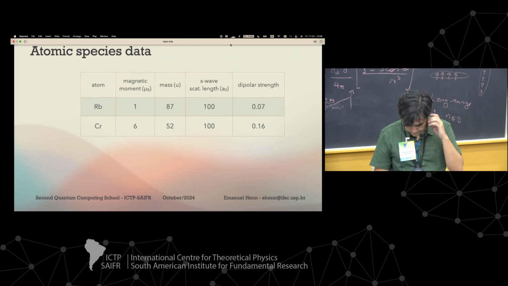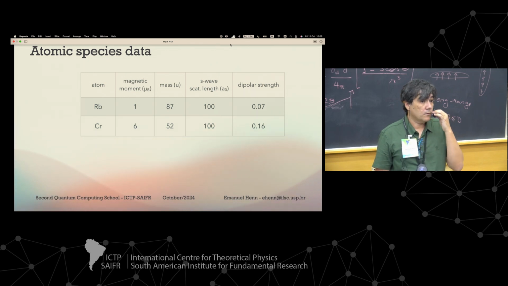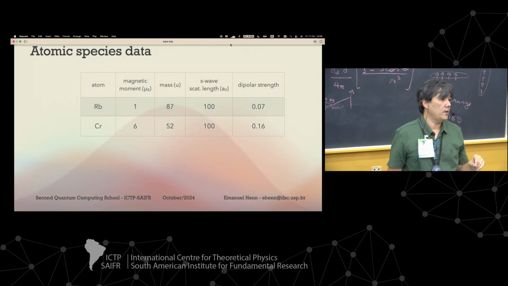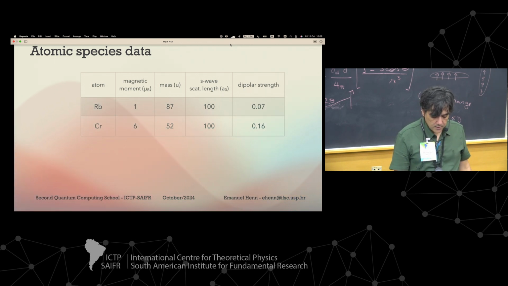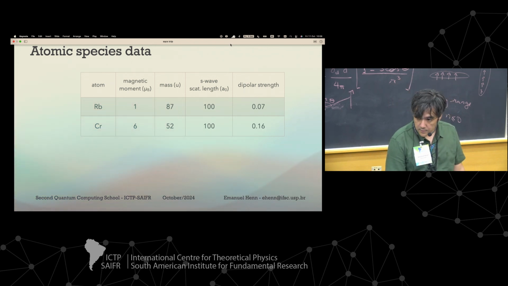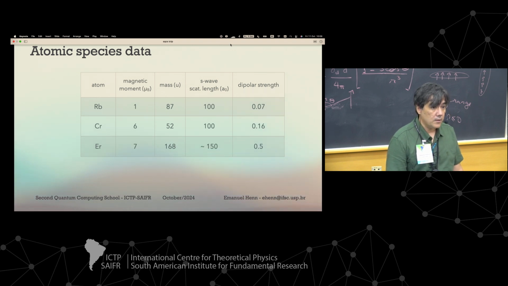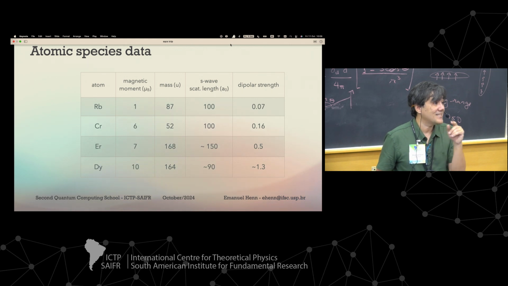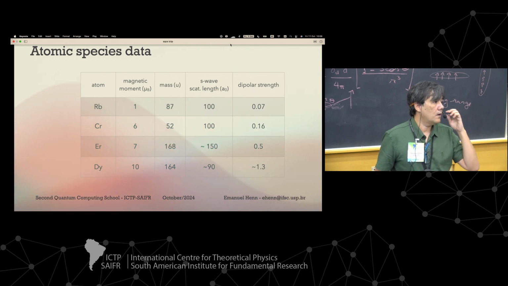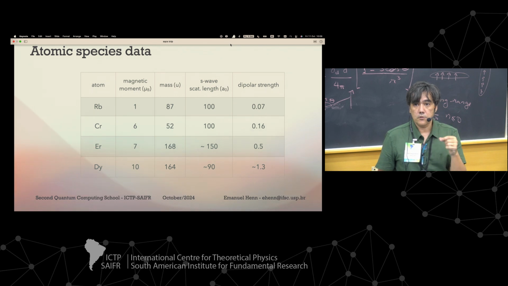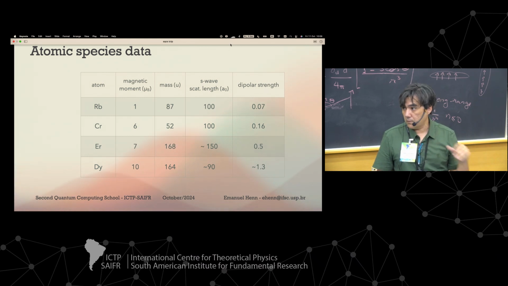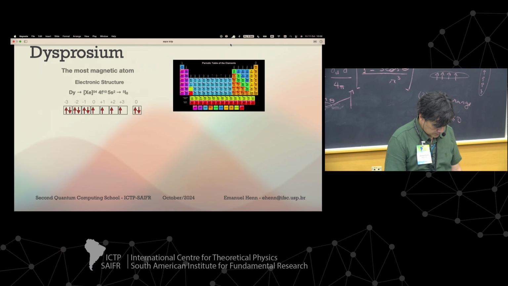The first atom that has shown dipolar effects was chromium. Chromium is the atom with the largest dipolar moment in the periodic table, due only to spin. That's important. It's 6, and then the dipolar strength is 0.16. You have measurable effects. And then 10 years ago, we got two lanthanides in the BEC regime, erbium and dysprosium. Dysprosium is huge. Dysprosium has the largest magnetic moment in the ground state of the whole periodic table. So it's the most magnetic atom you can have. This is due to spin plus orbital magnetic moment.